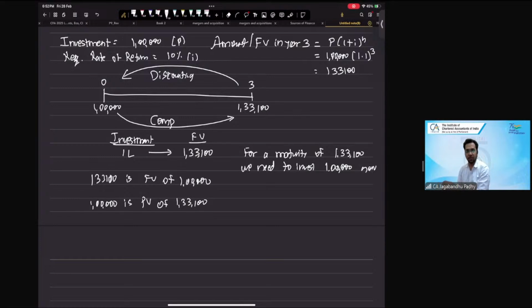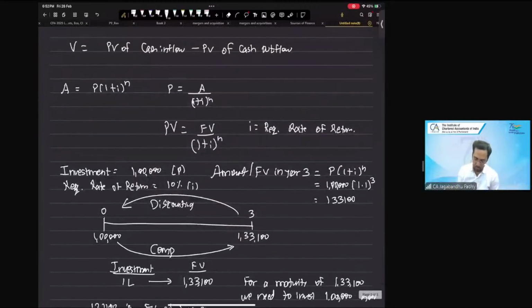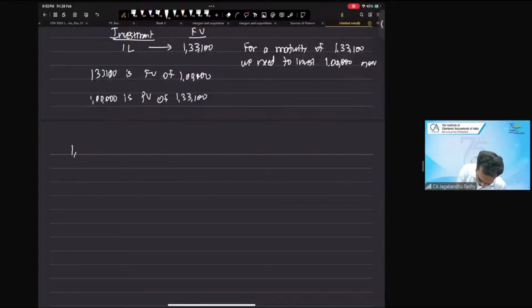So from 1 lakh to 1,33,100, that's called compounding. And when you want to bring that future value to present value, that's called discounting. When we calculate the value, we simply take the present value, so we are going to take the discount. So I can say 1 lakh is 1,33,100 divided by 1.1 raised to 3. The present value of 1,33,100 is 1 lakh, correct?